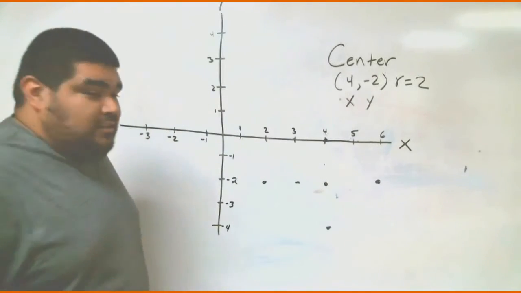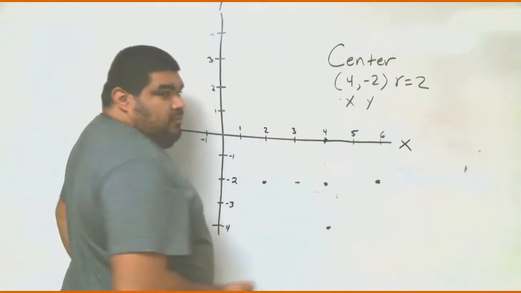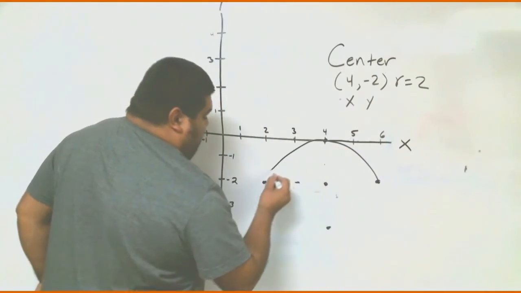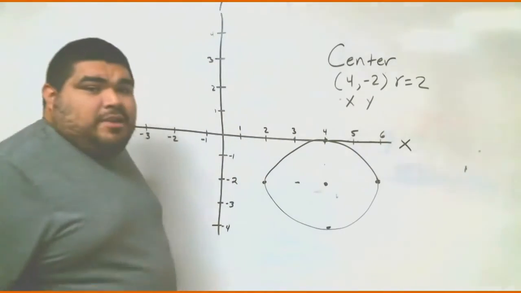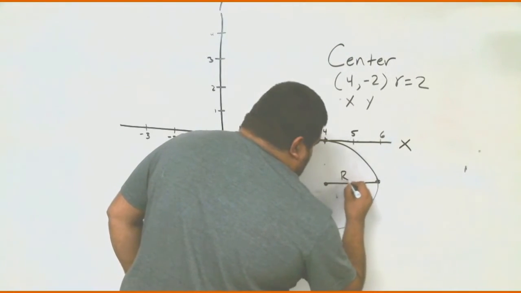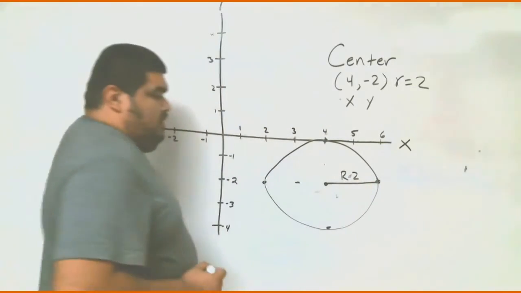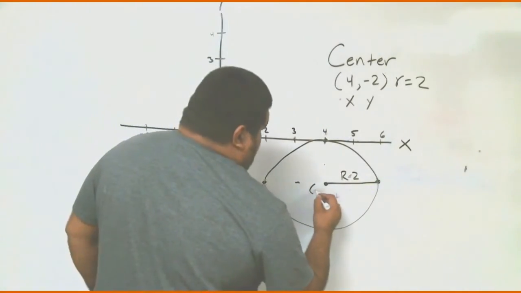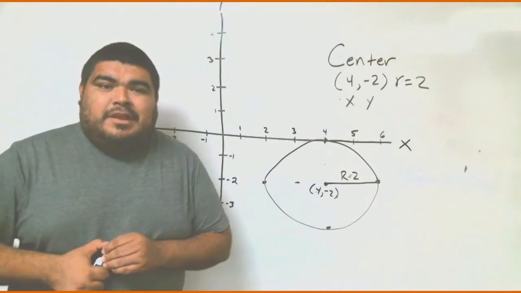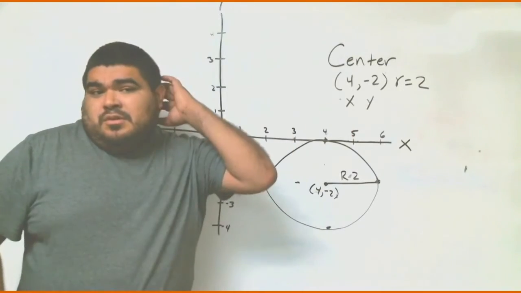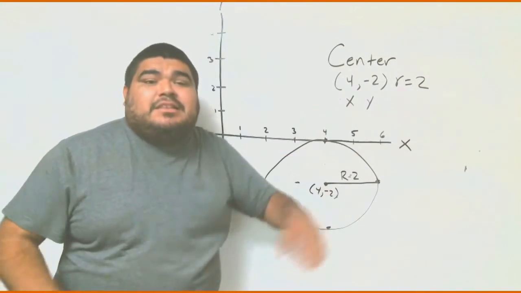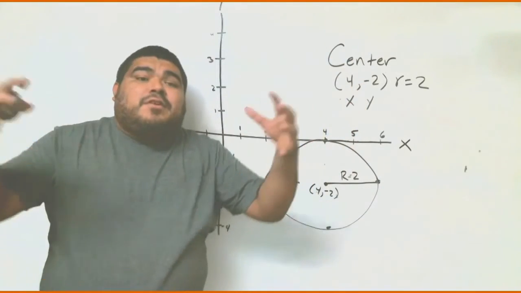Now that we have our 4 points, remember, we went 2 in every direction. Okay? Now we can connect the outer layer. We're going to connect all the outer points. Now that we connect them, we have our circle with a radius of 2 and our center at 4, -2. And we are done. Okay? Simple, right? So, remember, the center is always your point. Your radius is the dimension that is going to create how far from the center.